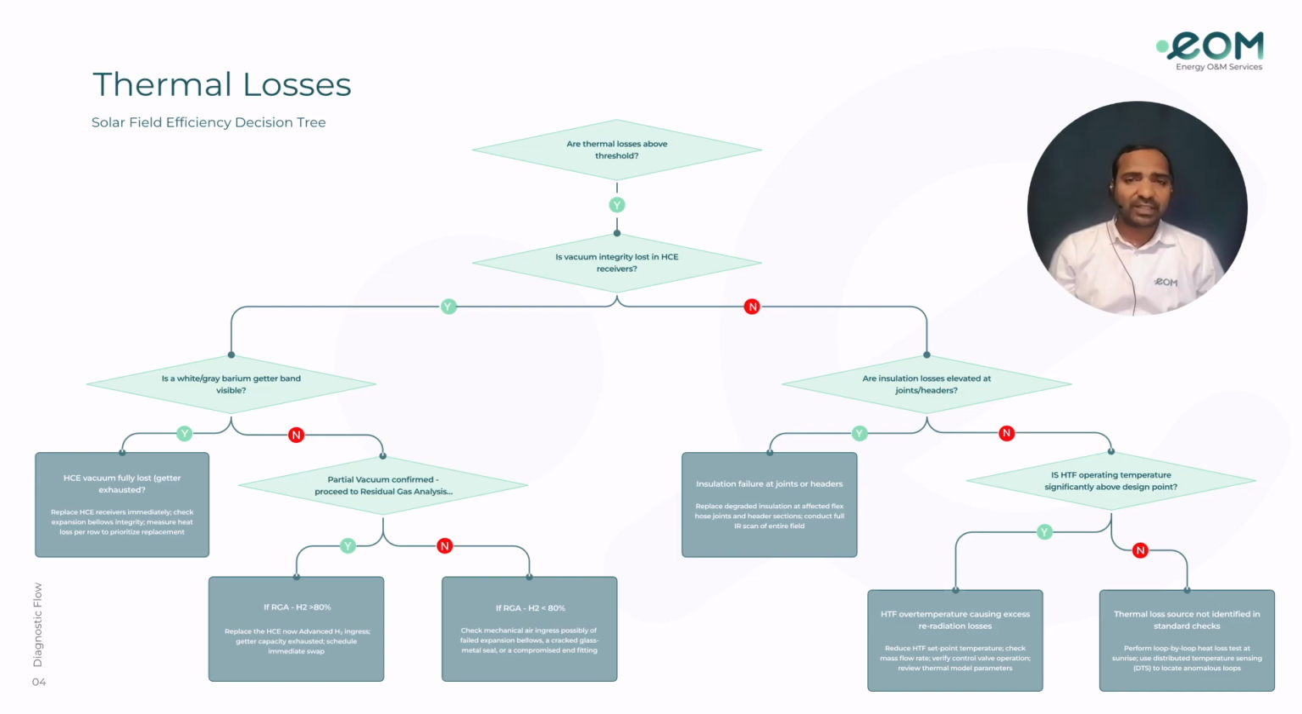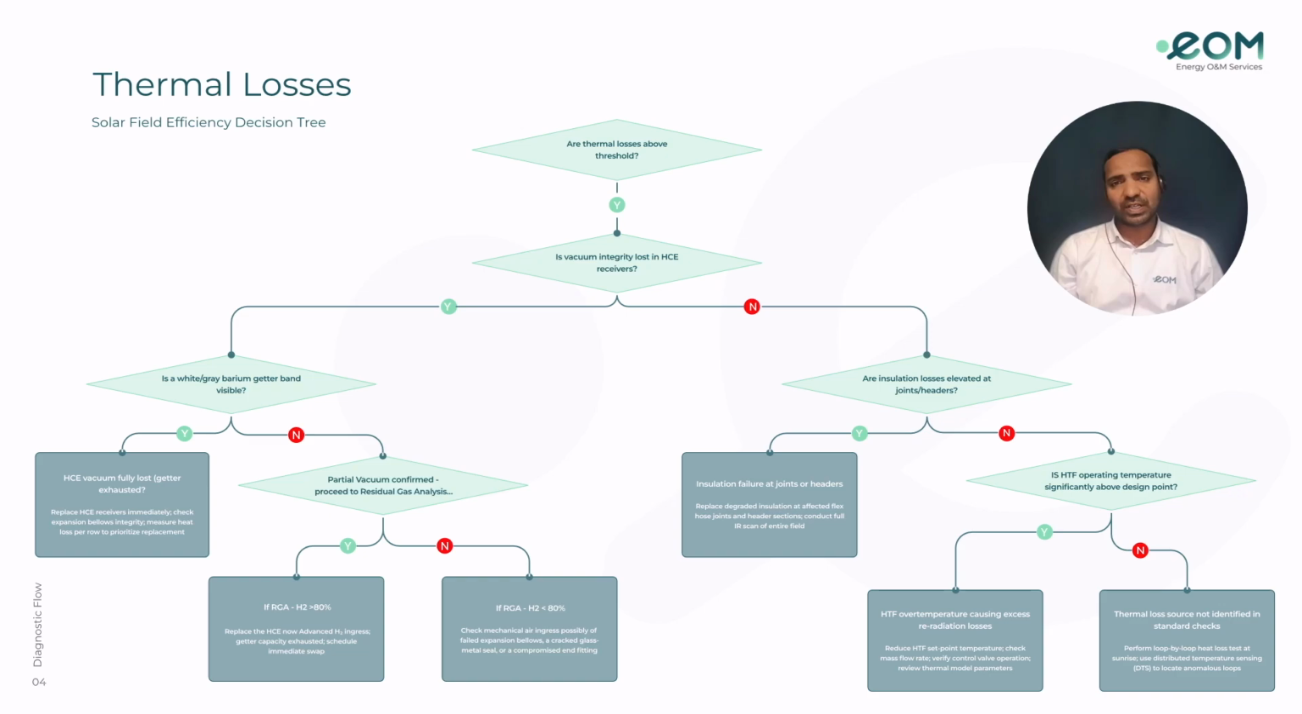A visible white or gray barium getter band is usually a strong indicator of complete vacuum loss and exhausted getter capacity. When that occurs, the receiver should typically be replaced immediately while also inspecting nearby components such as expansion bellows and adjacent receivers. If the getter condition does not indicate complete vacuum failure, the issue may instead involve partial vacuum degradation. At this stage, residual gas analysis becomes very useful.